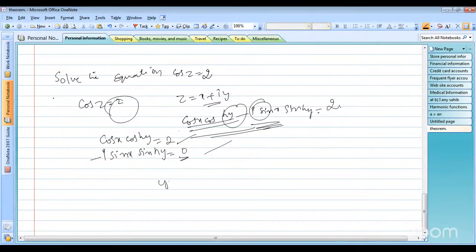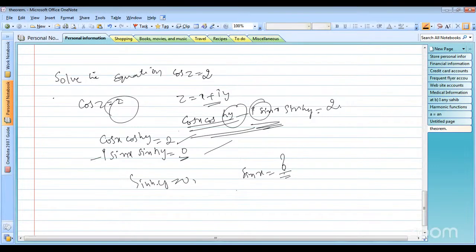Thus, I am substituting y is equal to 0. What is the x value here? sin hy is equal to 0. What is the sin x value? 0. The only solution here is y equal to 0. So therefore y is equal to 1 we are taking here.